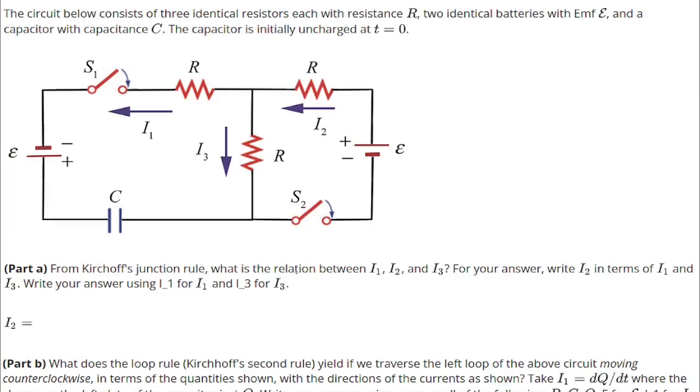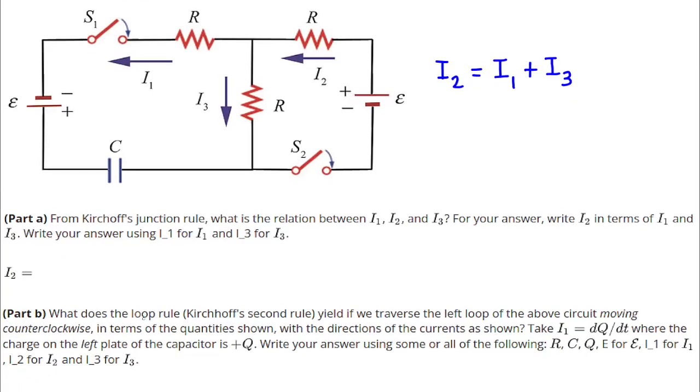And in part A, from Kirchhoff's junction rule, what is the relation between the 3 currents? So here we have a flow of current, I2, going into the junction, and it separates into 2 currents. So by the conservation of charge, I2 is equal to I1 plus I3.